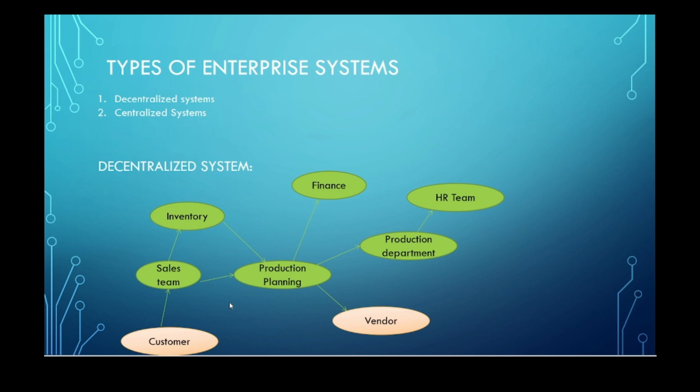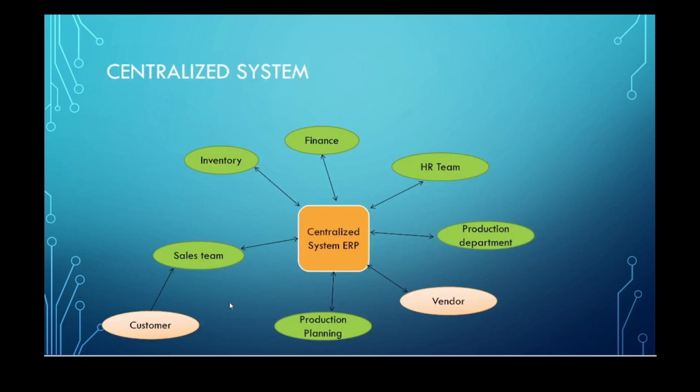Coming to the centralized system, they are maintaining one neutral, common system which is used by the individual departments, so that every department can maintain data for all. Anyone can access whatever data they require. If the sales team wants some data, they can get it from there. They can access it from the centralized system.